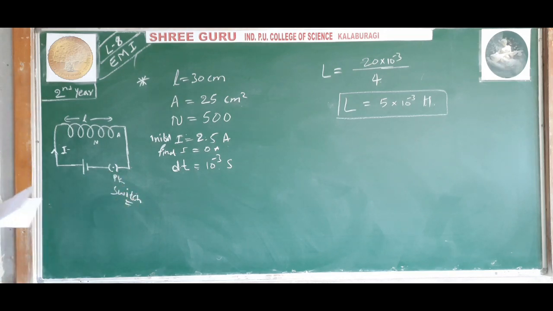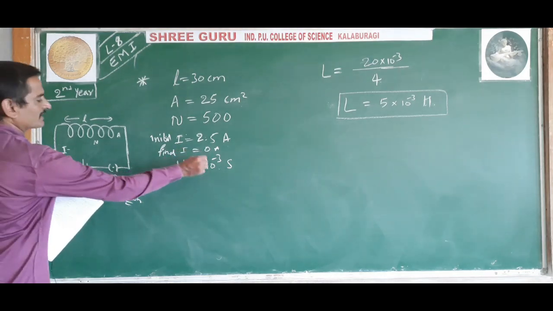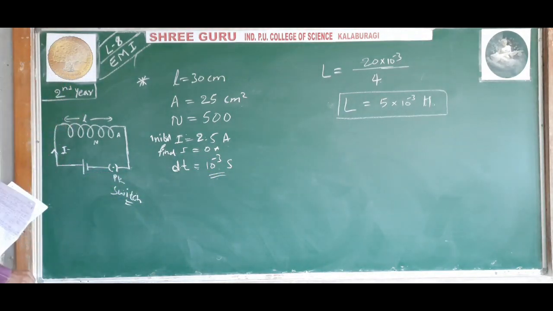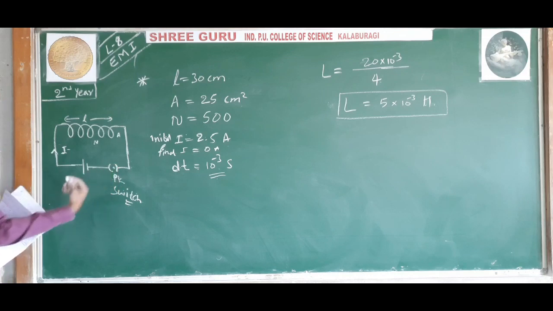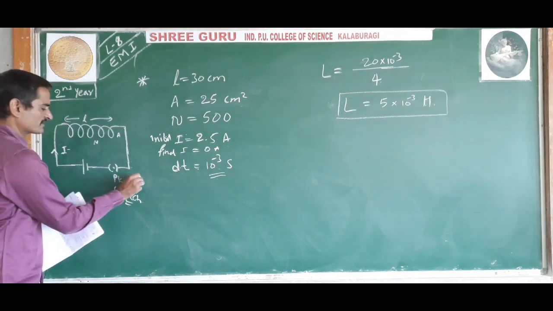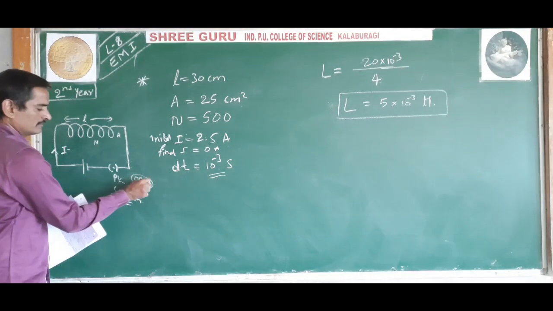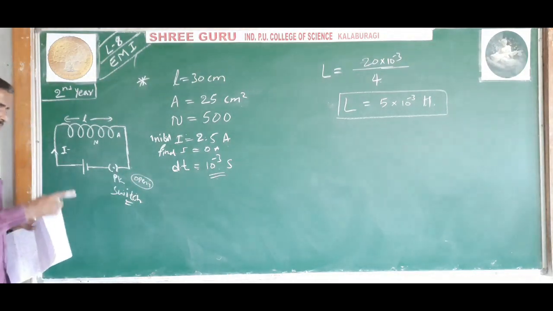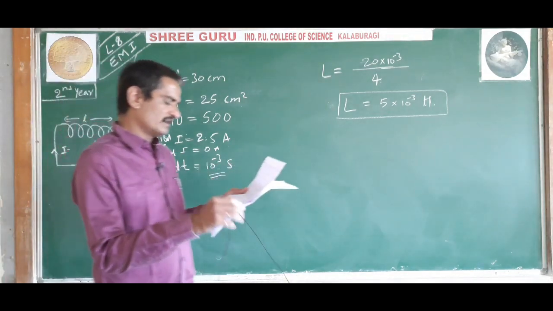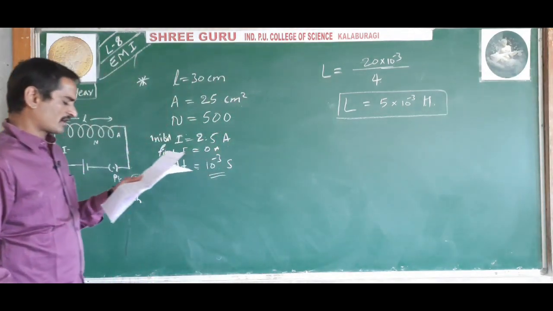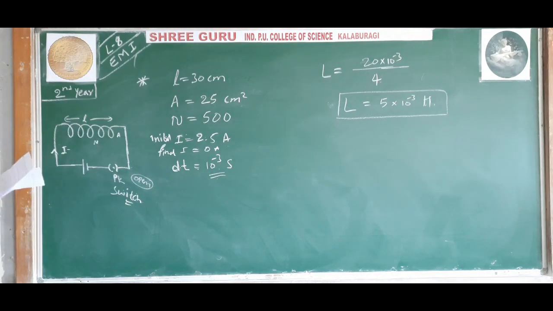So the current is suddenly switched off in 10 to the power minus 3 seconds. That is, the current is switched off by unplugging the plug key. Unplug the plug key, that is open condition. Open means switching off, closed means on. So how much is the average back EMF induced across the ends of the open switch in the circuit?